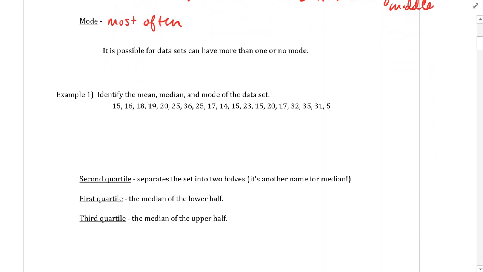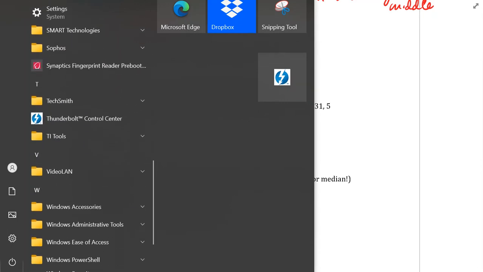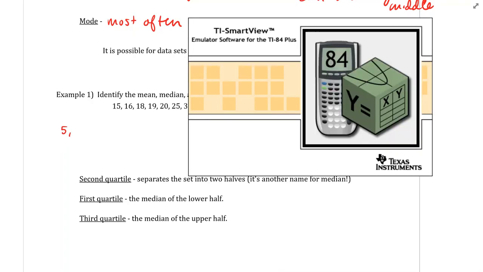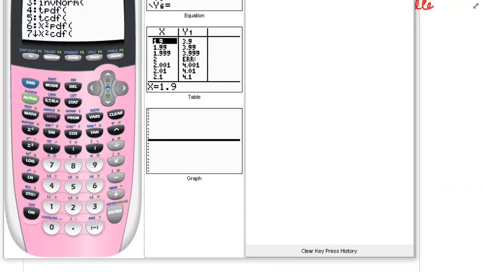So if I take a look at this data, I've got 15, 16, 18, 19, 20, 25, 36, 25, 17, 14, 15, 23, 15, 20, 17, 32, 35, 31, 5. What you notice right off the bat with these values is that they are not in ascending order. Now, you could go through and put them in ascending order, the first number's 5, then the next one looks like it's 14, and go from there. But I want to show you a trick with the calculator that allows us to do that. So if I put this data into L1, I can actually have the calculator sort it for me.